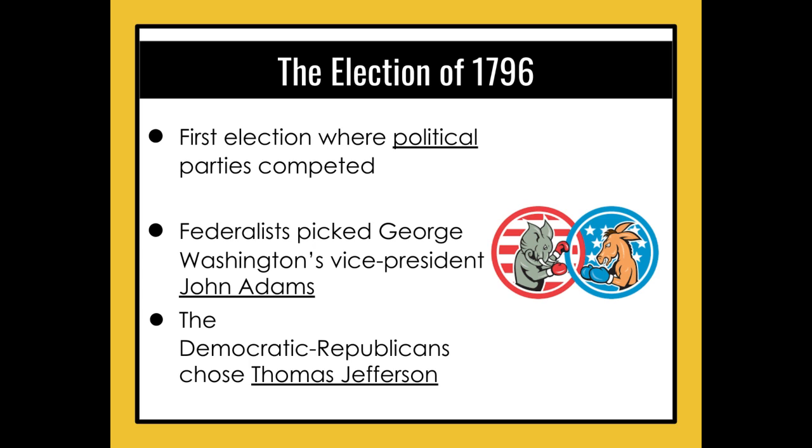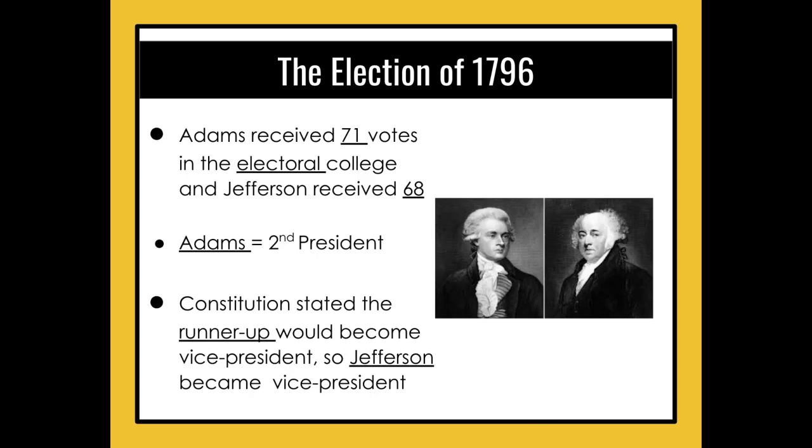This was the first election where political parties competed, although Washington warned against this very thing. The Federalist Party picked George Washington's vice president, John Adams. The Democratic Republican Party chose Thomas Jefferson to represent their party. In the election, Adams received 71 votes in the Electoral College and Jefferson received 68. This in turn made Adams the second president.